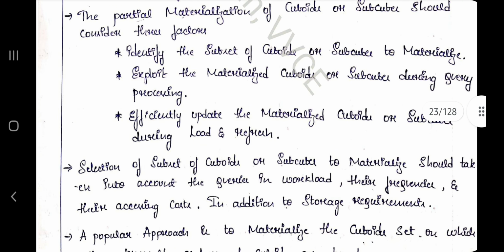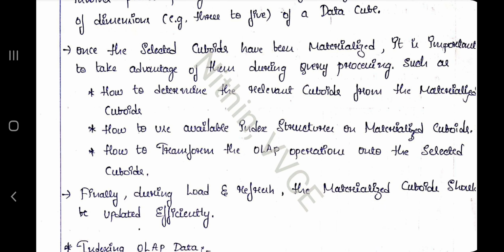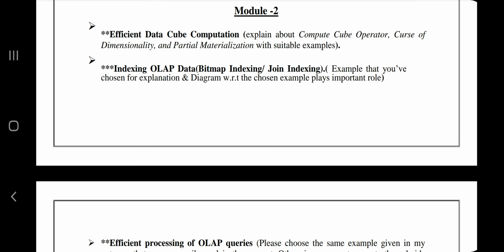Okay, so here is some more information, you can go through it. So that's materialization. Okay, so 3 things were there: the compute cube operator, curse of dimensionality, and partial materialization with suitable examples. Their examples were given, you can go with them, or else you can write examples of your own as well.